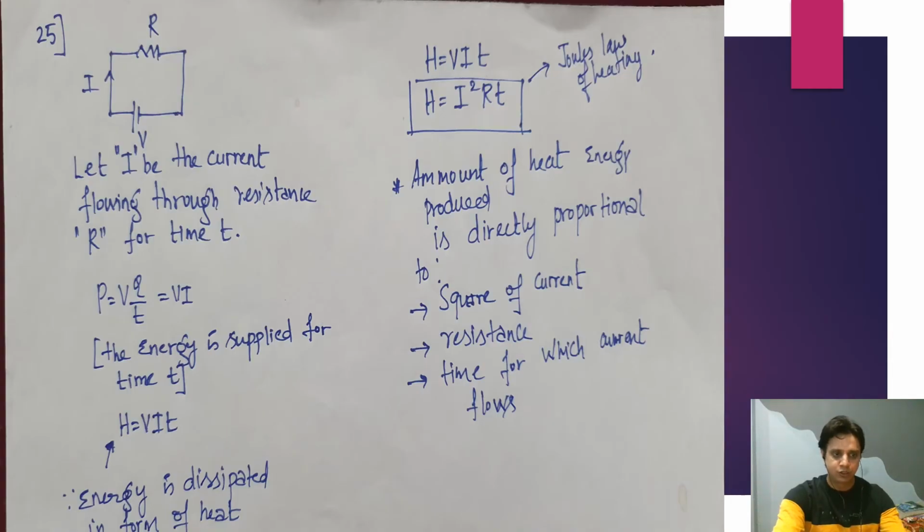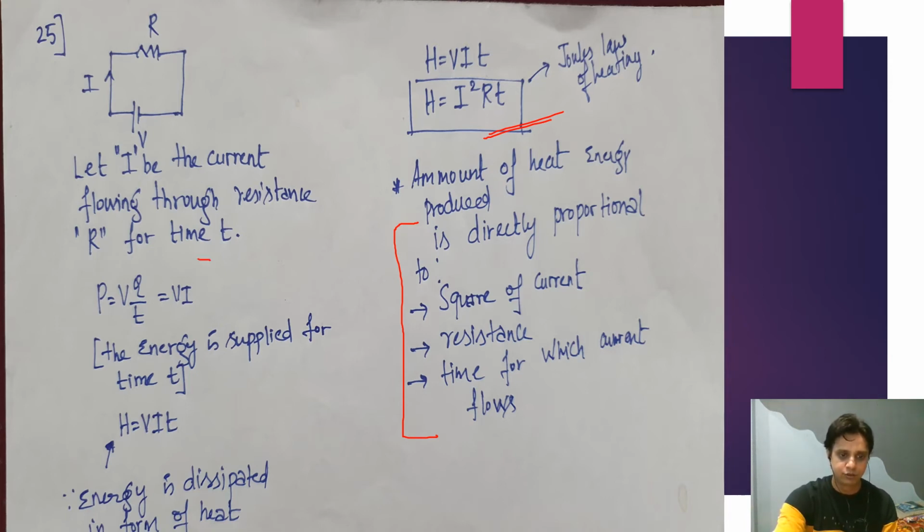25th one, state Joule's law of heating and explain working of electric filament bulb. So Joule's law from English physicist and mathematician James Prescott Joule, and unit of energy named in his honor. So basically, Joule's law of heating states H is equal to I square RT, where you will have to say that heat is directly proportional to square of the current, resistance, and time for which the current flows.